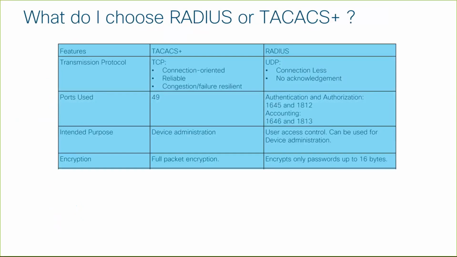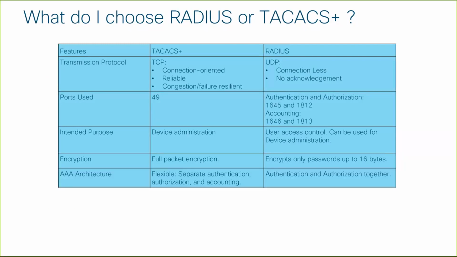For people who are security conscious, TACACS encrypts the full packet. Maybe the first header is an exception. RADIUS encrypts only the password. Now, the last two items are the most important items.